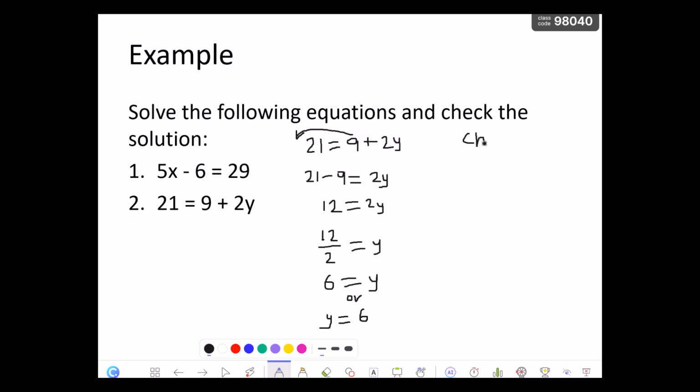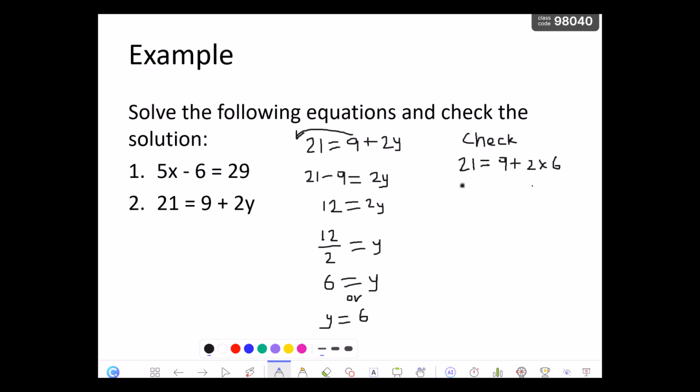So to check this solution, all you need to do is substitute the value of y into this position and see if the left and right sides will be equal. So we have 21 equals 9 plus 2 times y. The 2 is multiplying y, so it's going to be 2 times 6, because you are replacing y with 6.